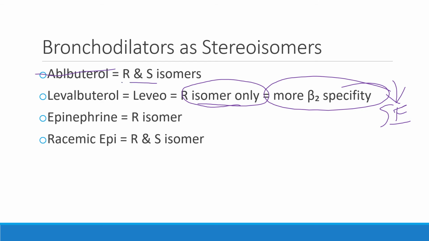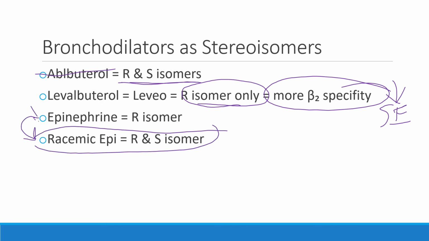It's both the R and S isomers involved there, but the levalbuterol is the R isomer only. It's isolated, so that's why it's even more beta-2 specific, so even less cardiovascular side effects. However, when we're looking at epinephrine, it's an R isomer. Racemic epinephrine is both R and S isomers. So if you're wondering what's the difference between epinephrine and racemic epinephrine, you've always wondered that. Here's your slide.